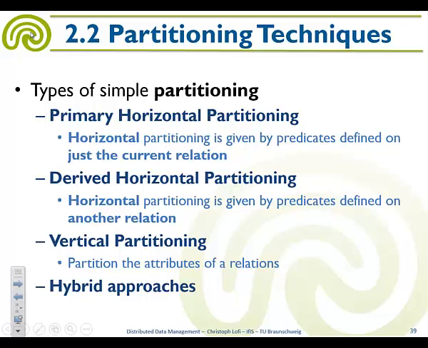Then, we can talk about horizontal partitioning. There's obviously a very simple way of doing horizontal partitioning. We covered that already. You partition by a given value set. You partition by certain predicates. You can partition by a hash value. Then we have derived horizontal partitioning. That's when you have joins.